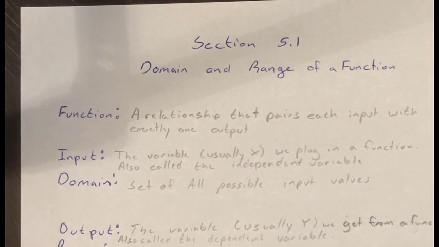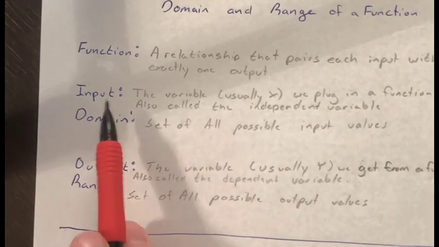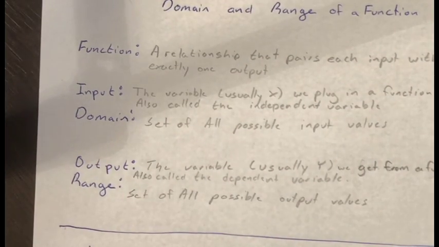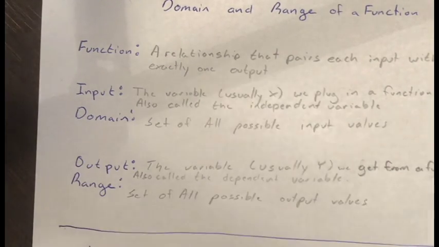Now, the definition of a function goes like this. It is a relationship that pairs each input with exactly one output. So there's some words in there that might not make sense, and it's the concepts of input and output. So let's just talk about those first. Input is the variable, usually x is what we denote as our input, and that's the number or the variable that we plug in a function.